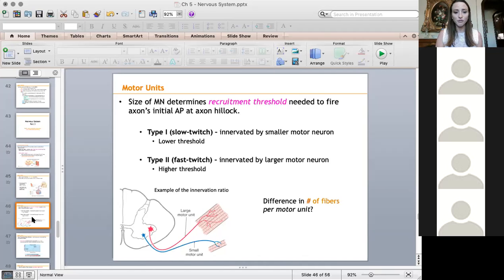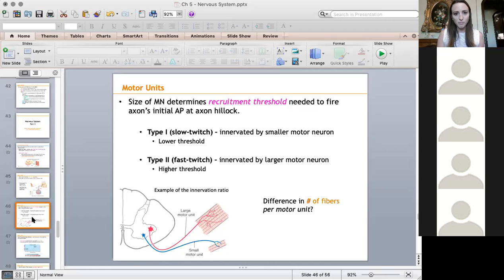Versus a type 2 fast twitch has a higher threshold, meaning it's more negative and it takes more stimuli to recruit them. That's why they're usually only activated if we're lifting something really heavy, or running really fast, or jumping, or moving our body really rapidly. It takes a lot of effort to recruit the type 2s. So that's kind of how you have to remember that.